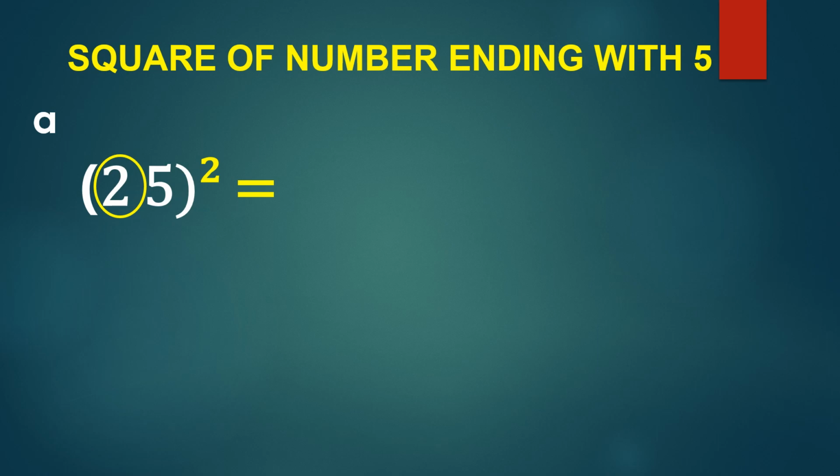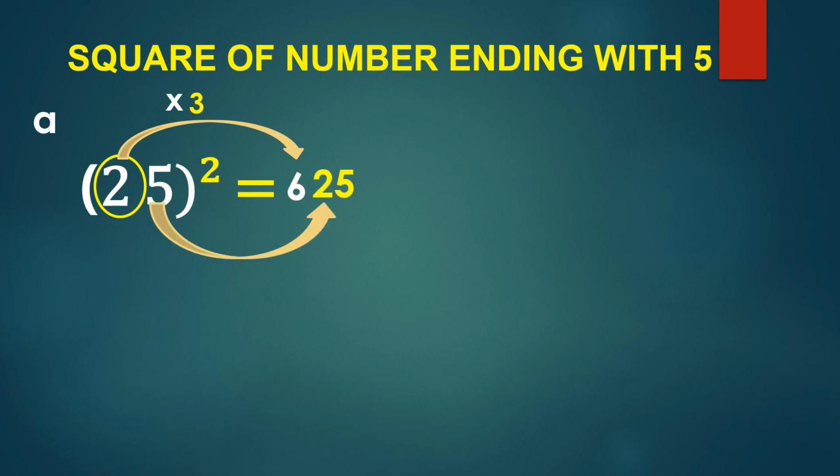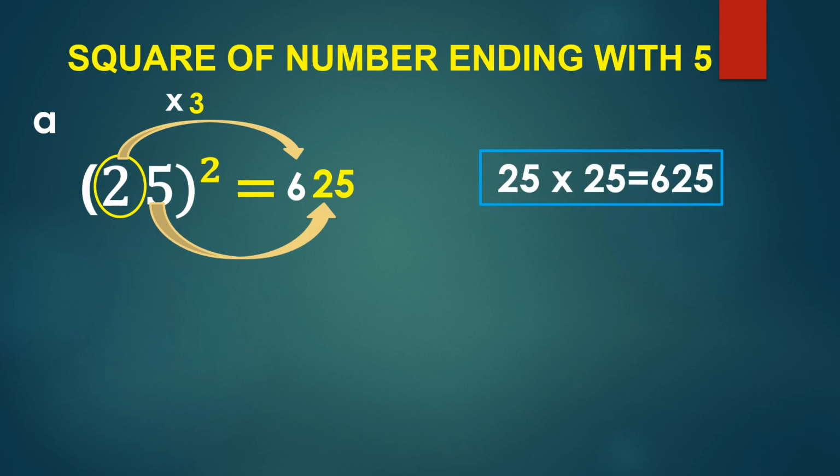The first step, consider this 2. Now, the number which comes after 2, or the successor, the next number of 2, what comes after 2? It is 3. Now, you multiply both these digits, 2 into 3. How much is it? 6. Now, the final step, second step, consider the 5 in the ones place. 5 5s are 25. You write it here. That's it. 25 square is 625. Very easy. Only in two steps you will get the answer.